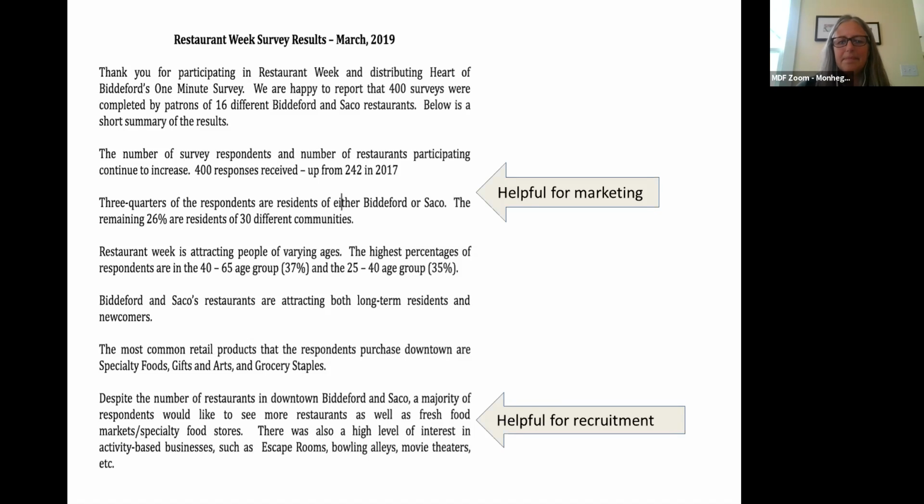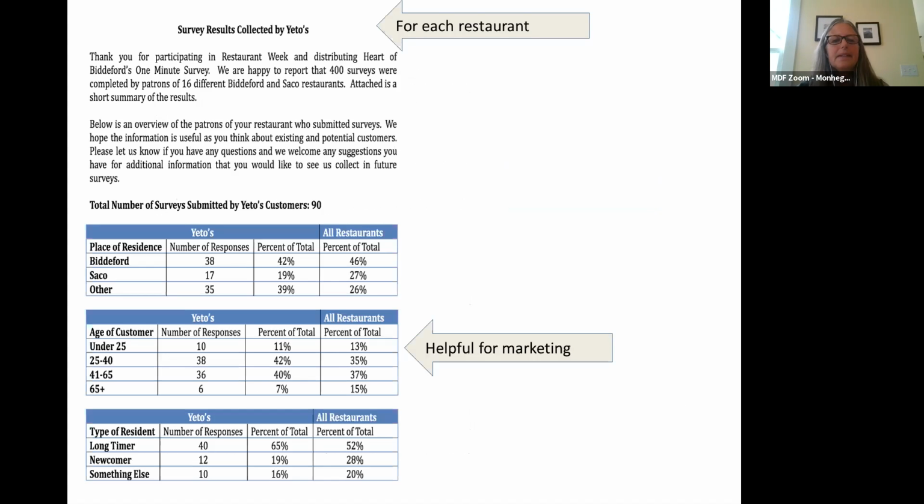Yeah. Okay. For Restaurant Week, we were also able to take the data from each restaurant that had a significant number of surveys and give them some results. So this is the part of, we collected info, we analyzed the info, we shared the information with our board and committees, but then we were also able to share it directly with the restaurants.